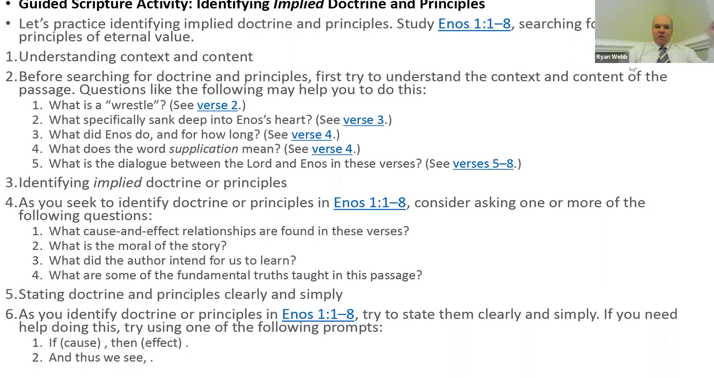Karen, I'm going to stop you right there real quick. Sorry to pick on you, Karen, but when Enos says he wrestled with the Lord, what do you think that means? Struggled with. Okay. Tried to get an understanding from. I like it. Anyone else have words that come to mind when they hear that Enos wrestled with the Lord?